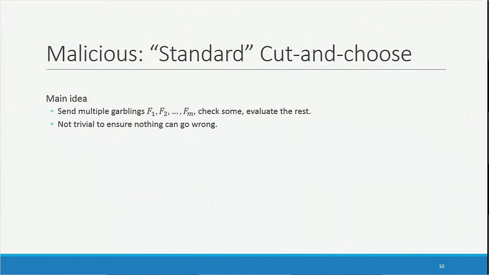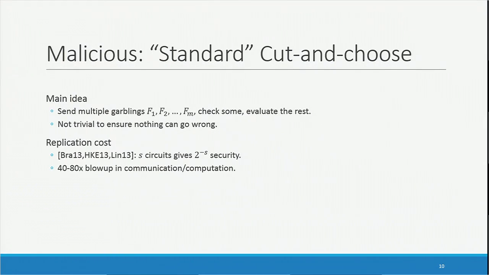And then using some mechanics, you can make sure that you get a single output that is the correct one. It is not trivial to ensure, but it can be done. This introduces the replication cost of your computation: how many circuits do you need to send to actually do this computation?